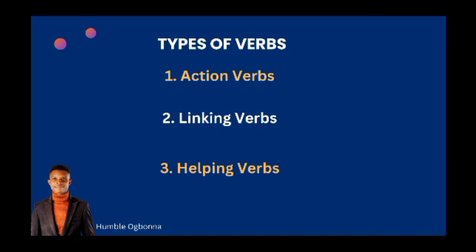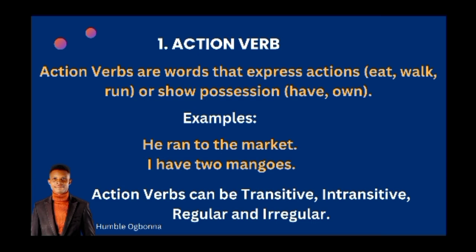Let us start with action verbs. Action verbs are words that express actions like eat, walk, run, sleep, move, or that show possession, have, own. Examples: he ran to the market. Ran here is showing an action. He ran to the market. That is an action verb. I have 2 mangoes. The have here is showing possession. I have 2 mangoes. It is an action verb.